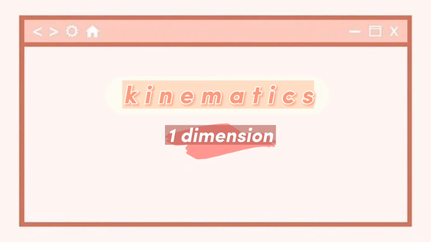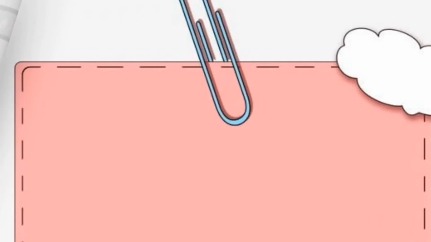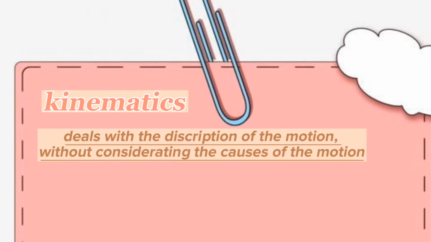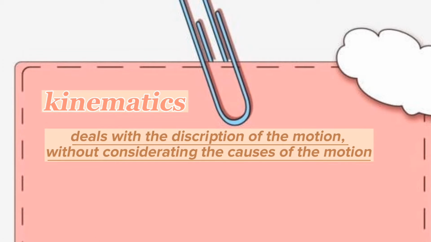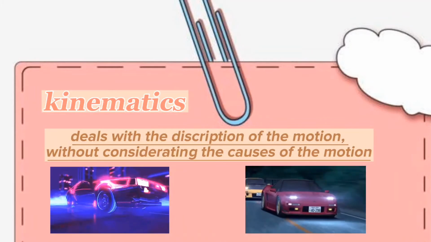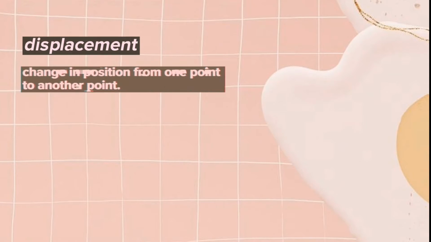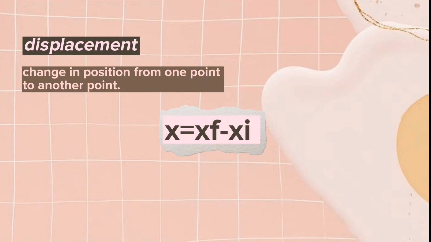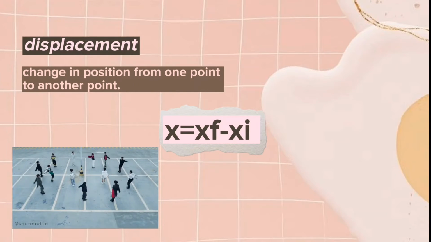Hello everyone, in this video we are going to discuss kinematics in one dimension. In kinematics, we will deal with the description of the motion without considering the causes of the motion. Next, we need to know what displacement is. Displacement is the change in position from one point to another point. We use the formula final position minus initial position.